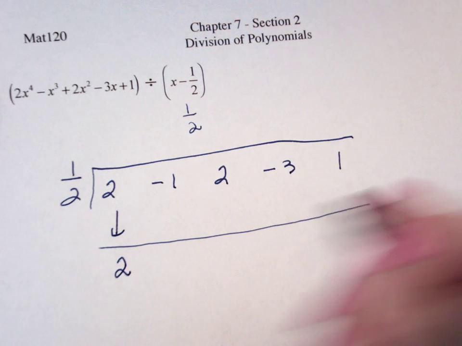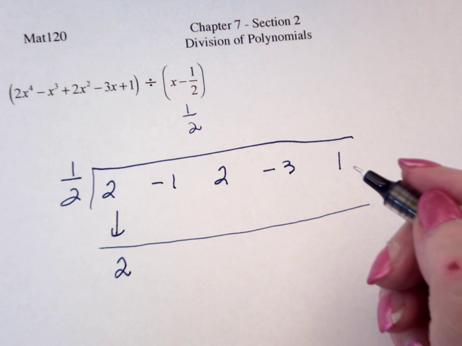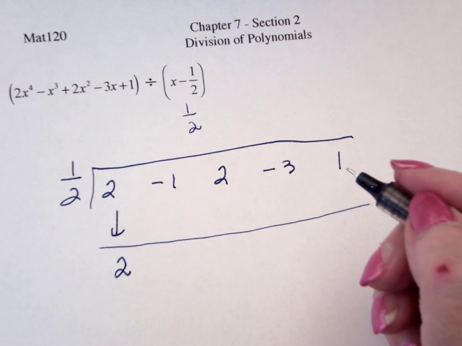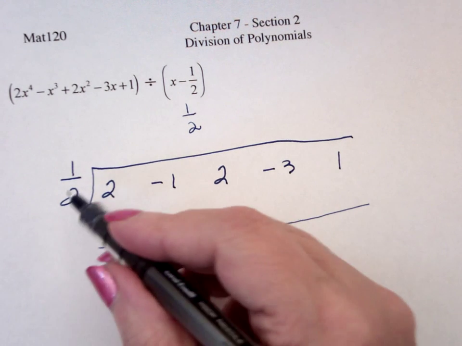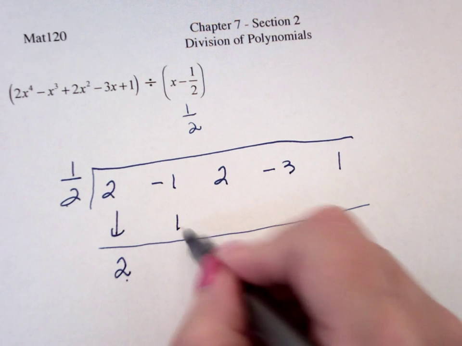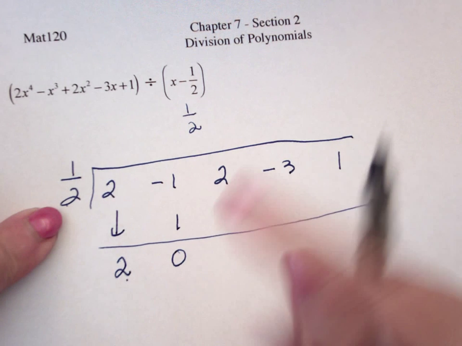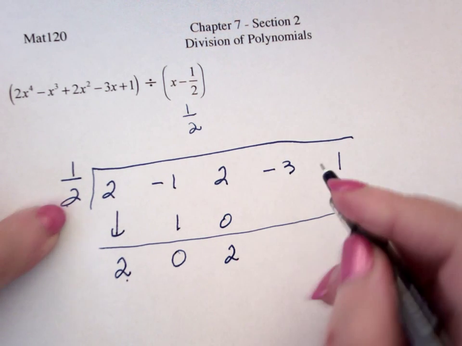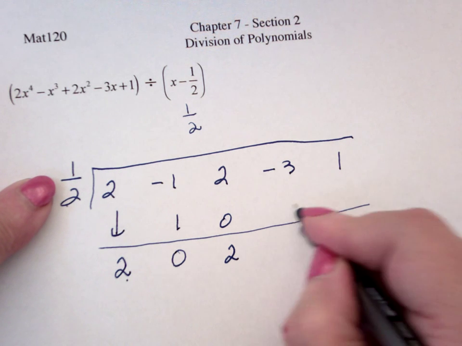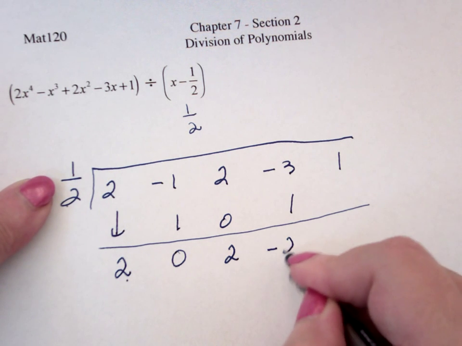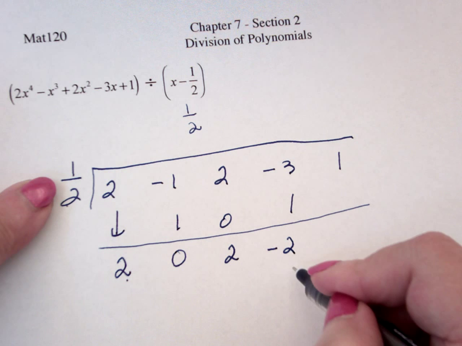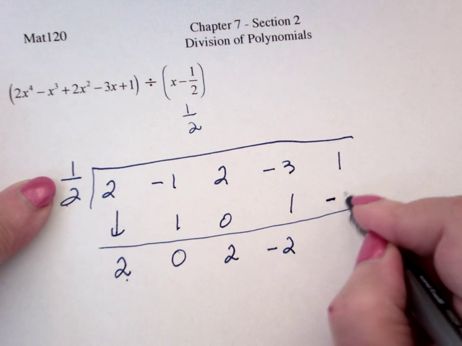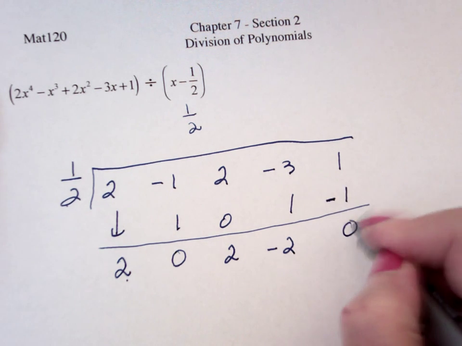Bring down the 2, because I would say, what do I multiply x by to get 2x to the 4th? You'd say 2x to the 3. 1/2 times 2 is 1, and add. 1/2 times 0 is 0, and add. 1/2 times 2 is 1, and add. 1/2 times negative 2 is negative 1, and add.